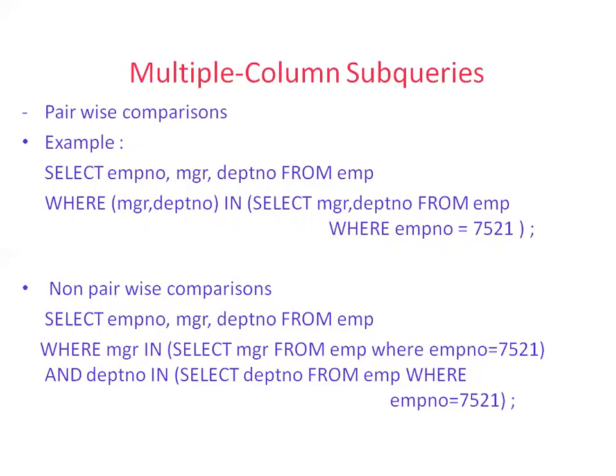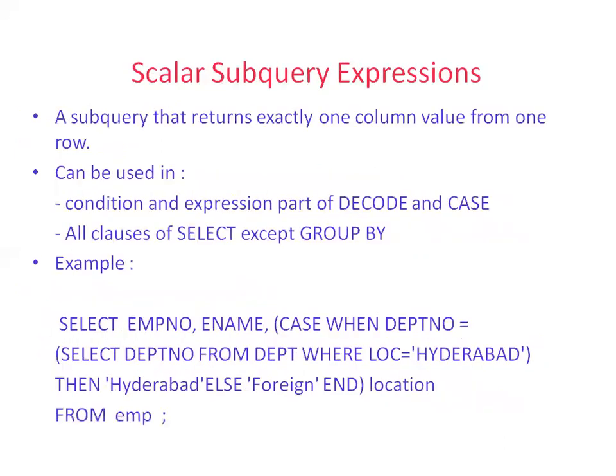Okay, that's how we can deal with the multiple column subquery, which is called a pairwise comparison, and a non-pairwise comparison. Here, if you observe, it's similar, but we are just having subqueries multiple times, one for each particular column condition. And the scalar subquery expression here is one of the very interesting ones. What we are trying to do is apply a select query inside a case condition.